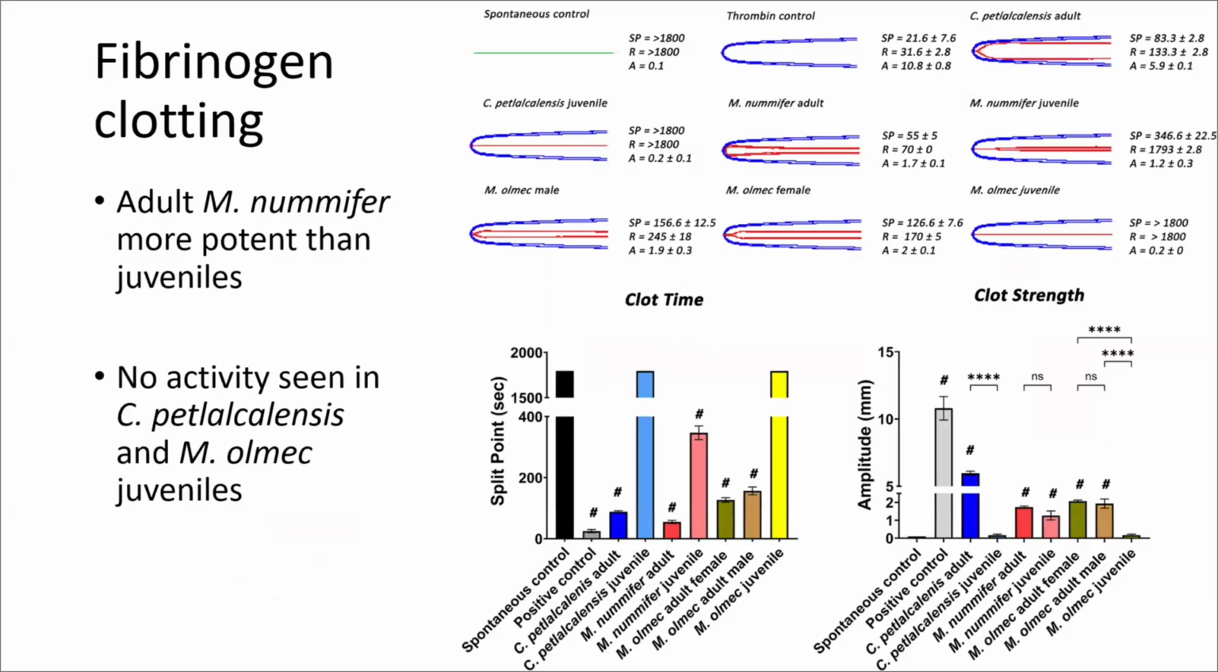Moving on to the venoms that clotted plasma, we also tested their ability to clot fibrinogen to determine if they are pseudoprocoagulant. Again, we found that the adults were more potent than the juveniles, and we saw no activity in the Metlapilcoatlus juvenile and the Metlapilcoatlus olmec juvenile. So we determined that there was no coagulotoxic effect in the juveniles of these species. Maybe they're relying on a different venom effect or mechanical subjugation for prey.